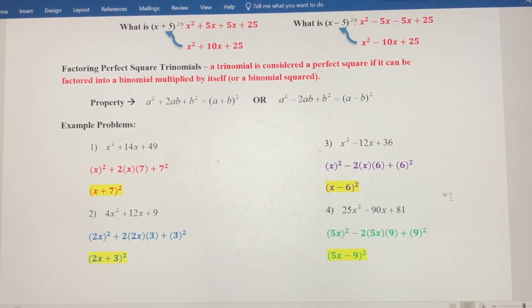So again, main thing, you've got to recognize that this is a perfect square trinomial before you can use the pattern. If you don't, it doesn't mean you can't factor it. You can always use the AC method, trial and error, whatever method you're comfortable with, okay? But if you can recognize you're dealing with a perfect square trinomial, then factoring these becomes very easy.